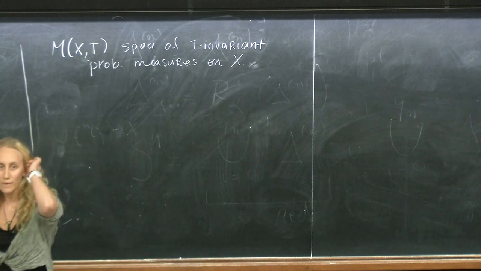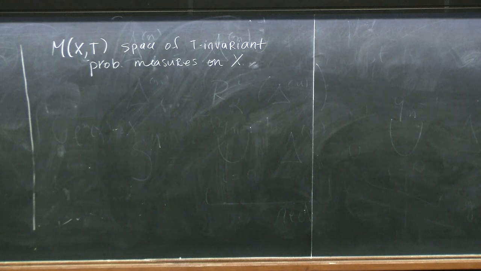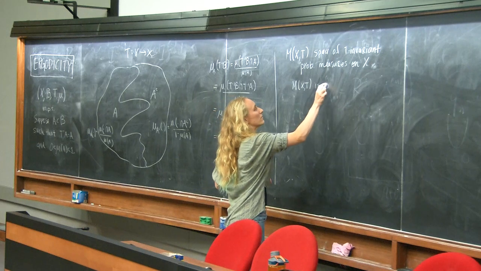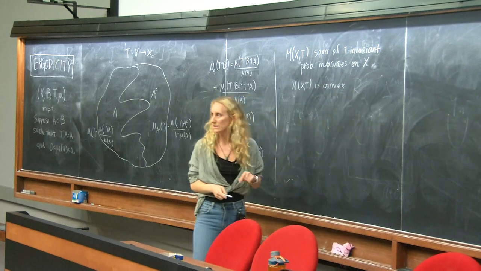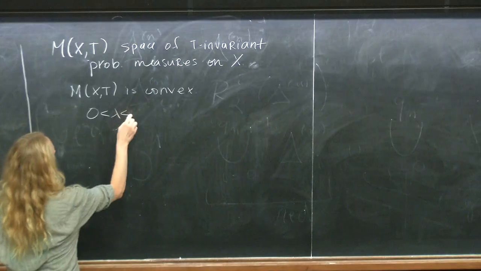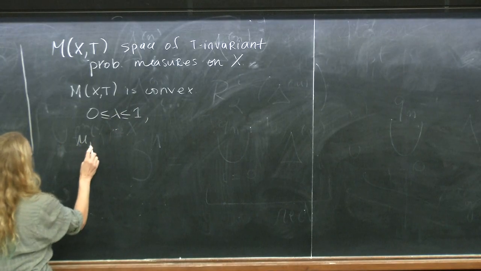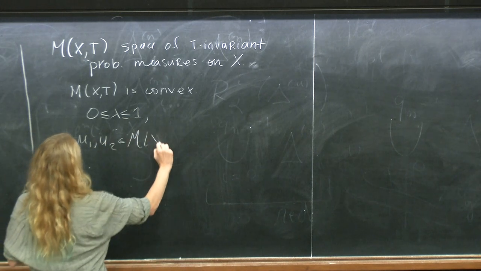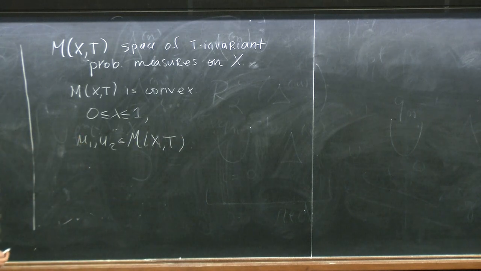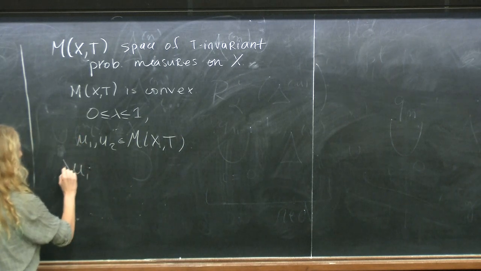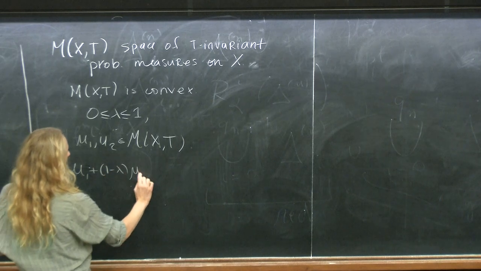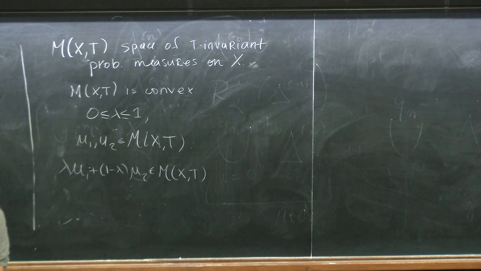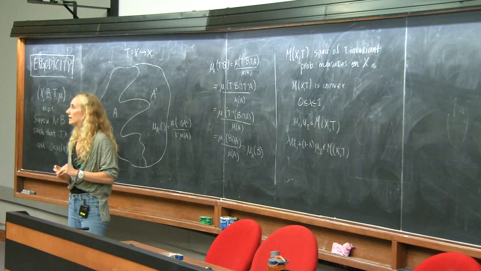Okay, so one thing about this space is that it's convex. So M is convex. What does that mean? That means that if I take lambda between 0 and 1, and any two elements mu1, mu2 in M, their linear combination is also still in M. So lambda mu1 plus (1 minus lambda) mu2 is still an element of M. So this space has this very nice property.